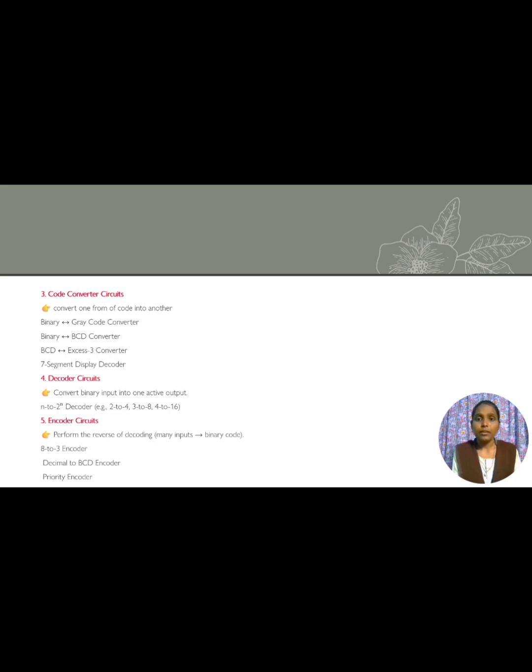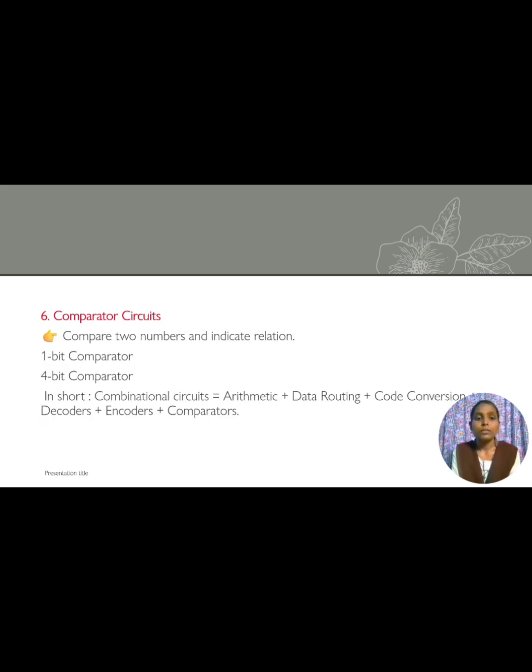And next we can discuss number 6, comparator circuits. Compare two numbers and indicate the relation: 1 bit comparator, 4 bit comparator. In short, combinational circuits equal arithmetic plus data routing plus code conversion plus decoders plus encoders plus comparators.